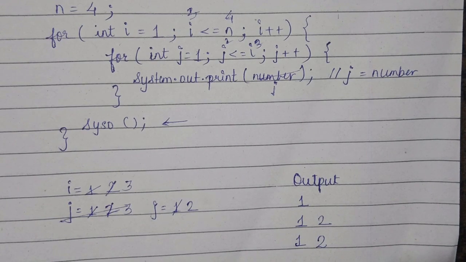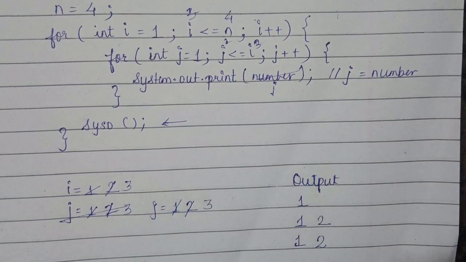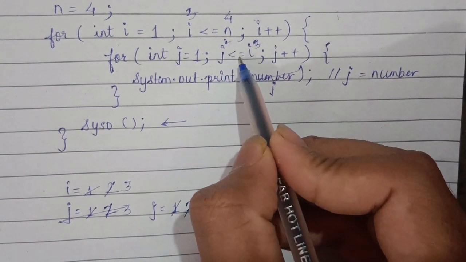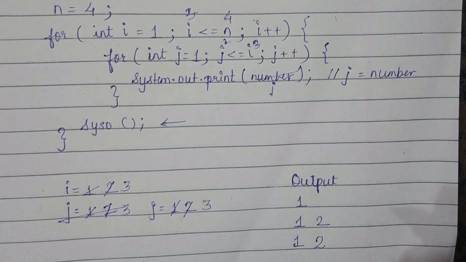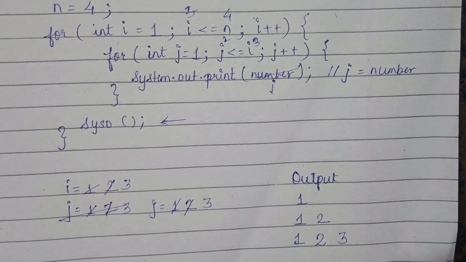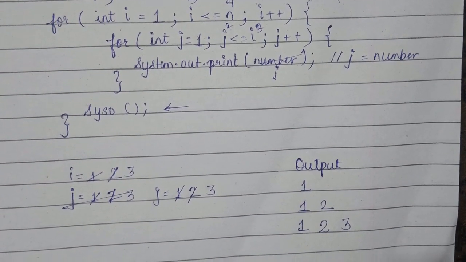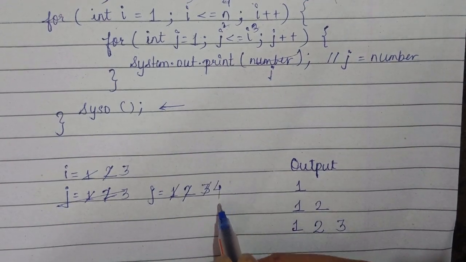Now j gets updated again, and j's value has become 3 here. Now it will check the condition: is 3 less than or equal to 3? The condition is true, so it will print j's value, 3. Now j's value gets updated, and j becomes 4.